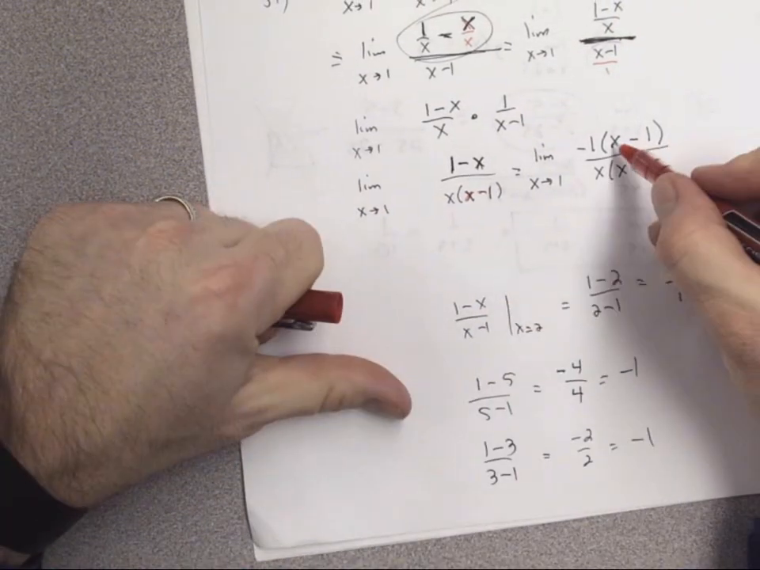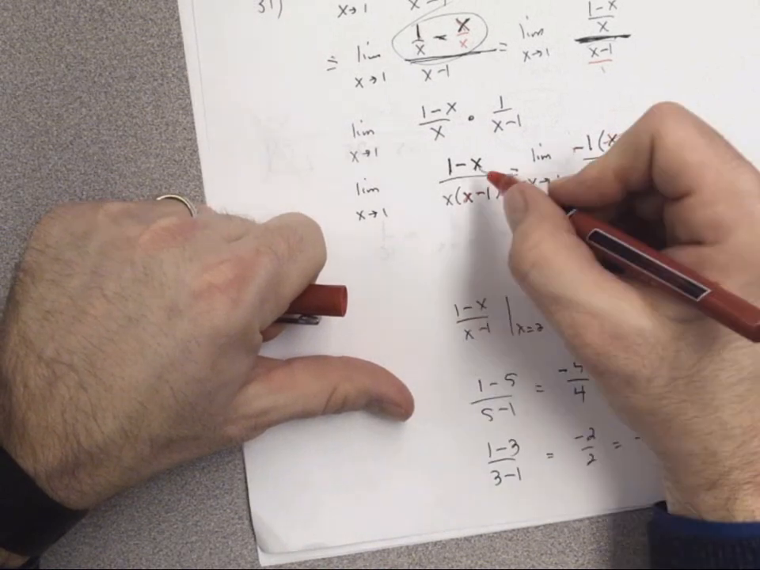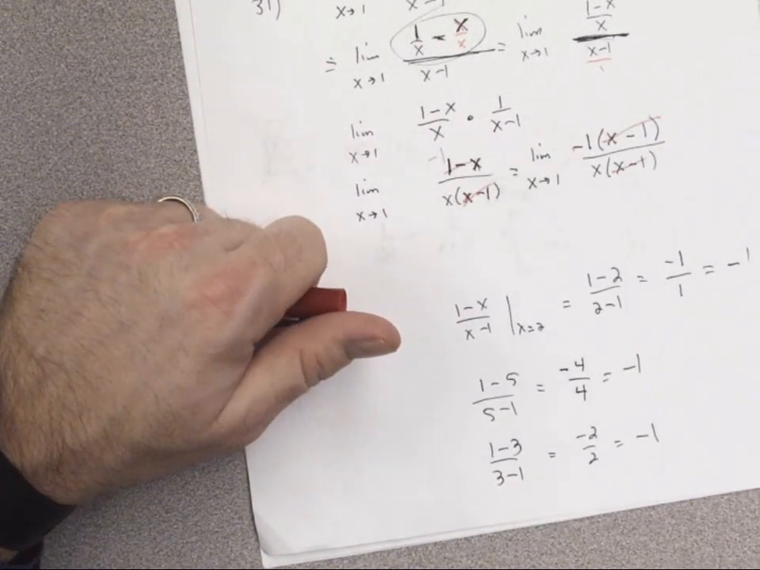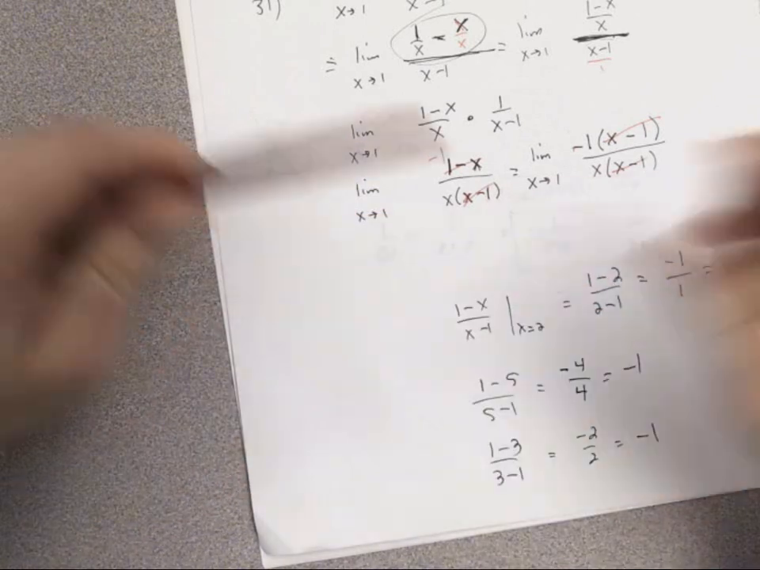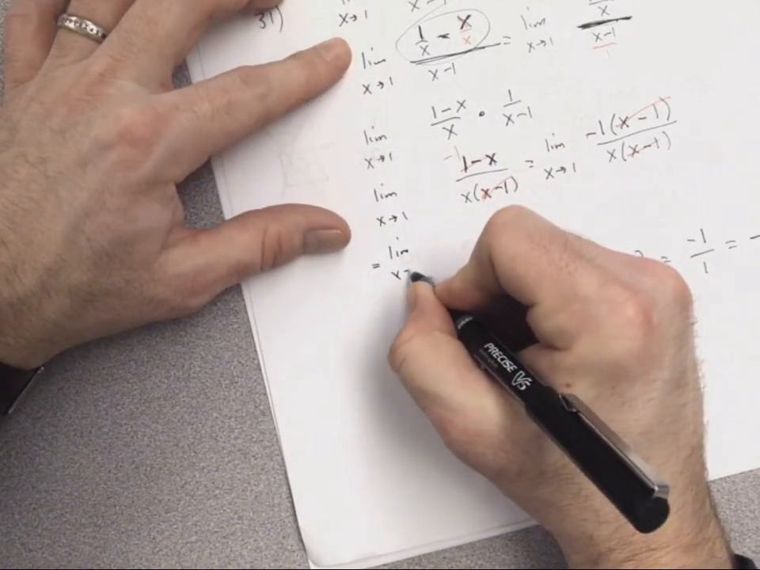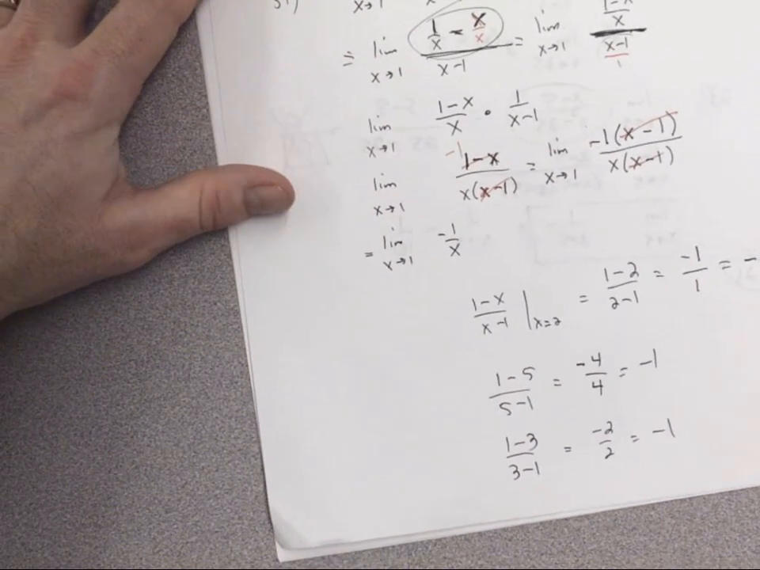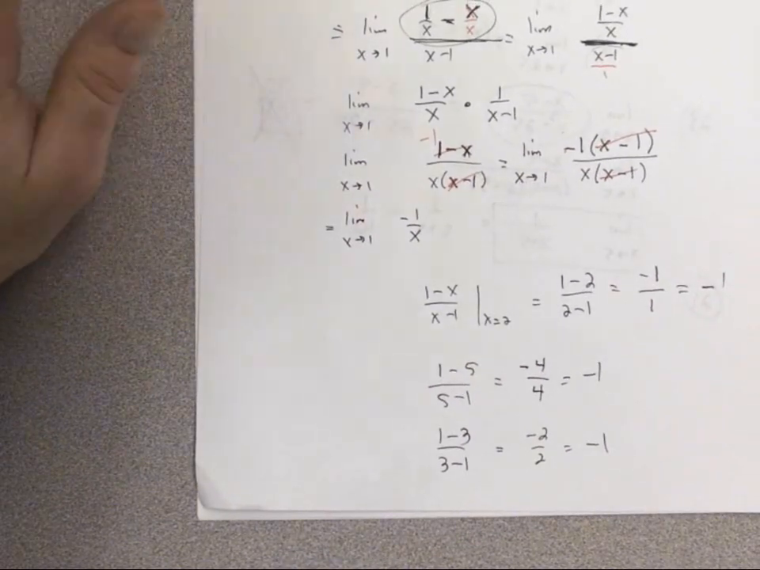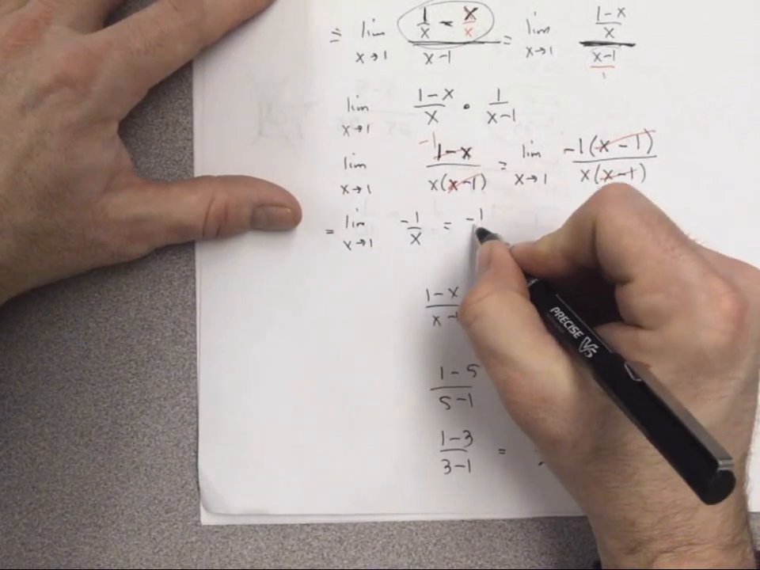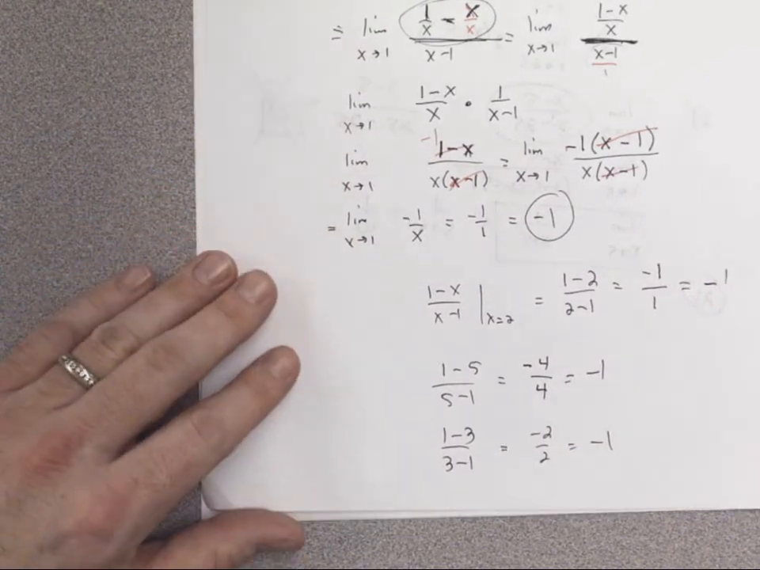And now you can see when they cancel, you get this negative 1, don't you? You're welcome to do that. The x is still on the bottom. So this is going to be the limit as x approaches 1 of negative 1 over x, right? Can I plug in 1 now? Yeah. So this is negative 1 over 1, which is negative 1. That's my limit.